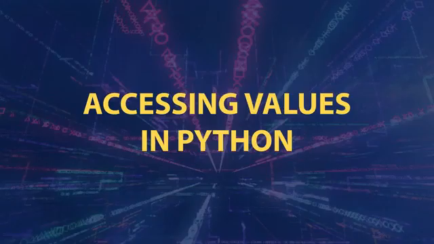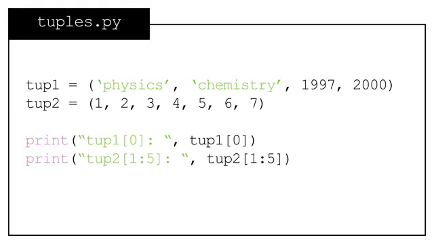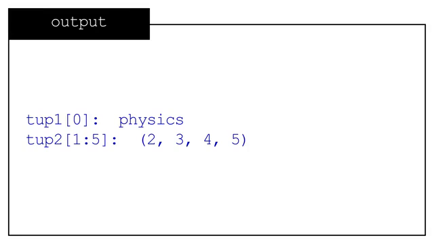Now let's talk about accessing values in a tuple. To access values in a tuple, the square brackets must be used for slicing along with the index or indices to obtain the value available at that index. Let's have an example. In our tuple 1, we have physics, chemistry, 1997, and 2000. In our tuple 2, we have 1, 2, 3, 4, 5, 6, and 7. Now we're going to print tuple 1 with a 0 inside the bracket, and we're going to print tuple 2 with 1 and 5 inside the bracket. The output should be like this.